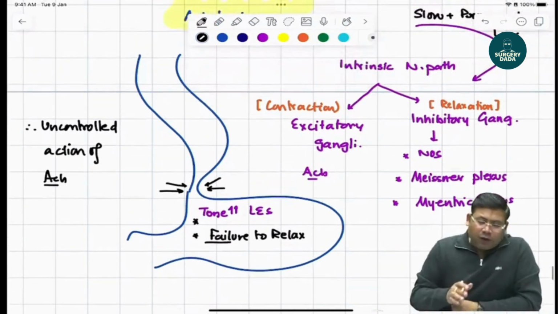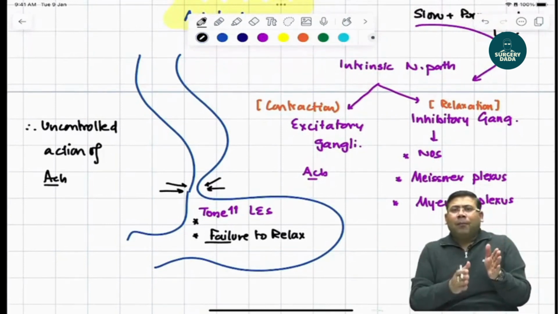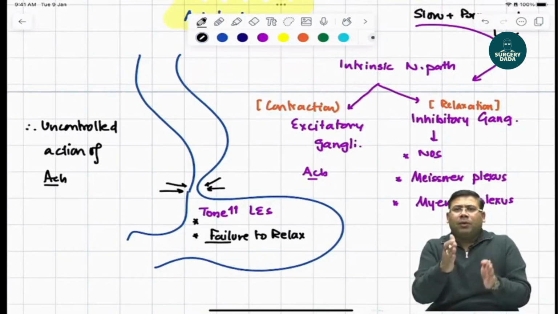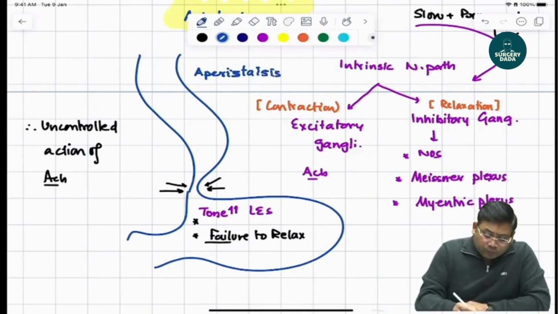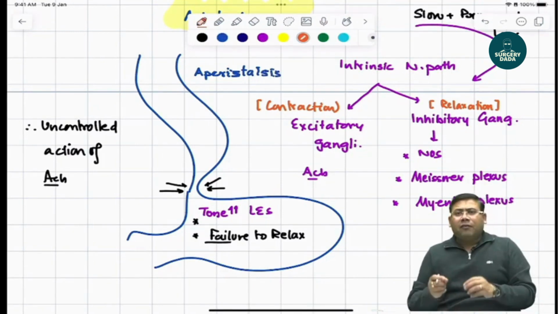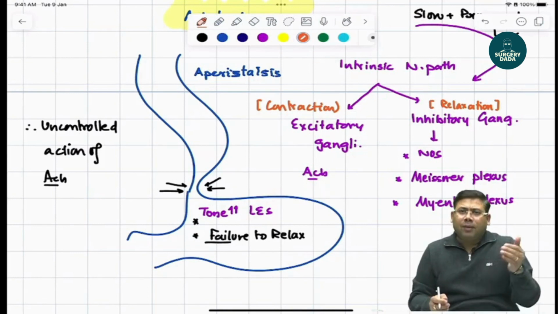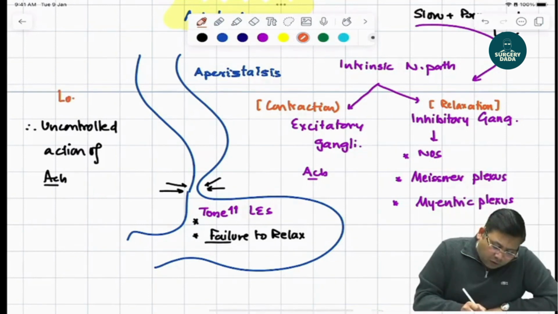Next, peristalsis is a synchrony between the inhibitory and excitatory ganglions, and therefore there is aperistalsis. Why is there aperistalsis? Because there is no inhibitory support now. So aperistalsis is one thing that you see. Even the peristaltic waves which are generated to some extent by the proximal part are all low amplitude waves.